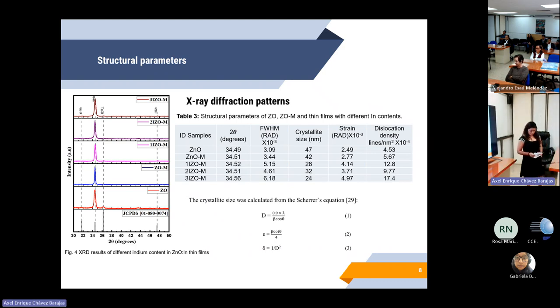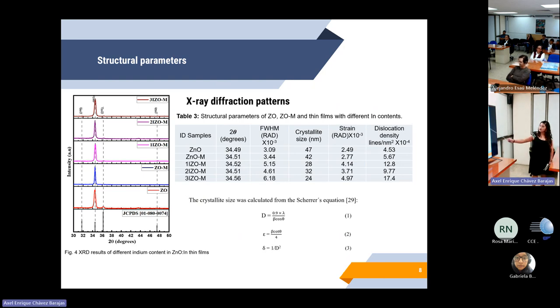We can see all the diffractograms show a dominant peak in the 002 plane, corresponding to the hexagonal phase. It's compatible with the crystallographic chart number 01-080-0074. In table 3, we can see the structural parameters.